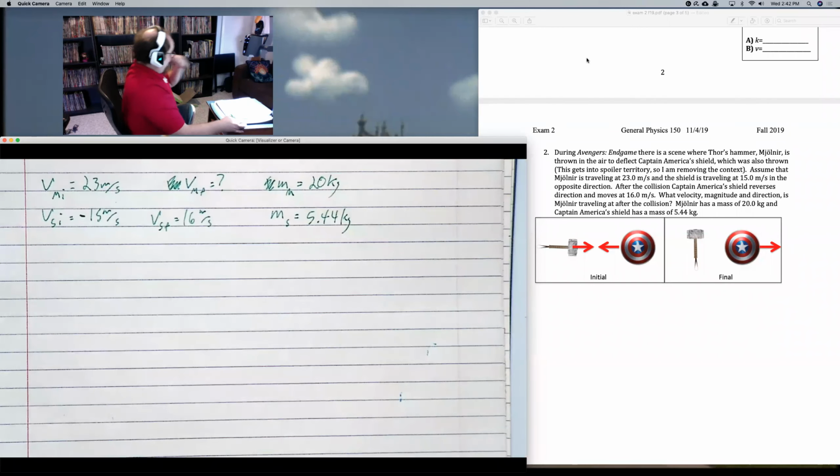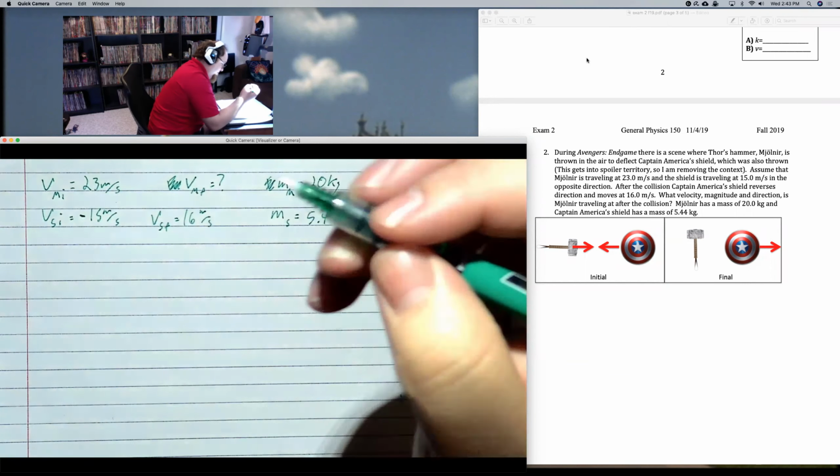Seriously, I do too many problems with comics. You can see it in the background, but I do too many problems and I start memorizing this stuff.